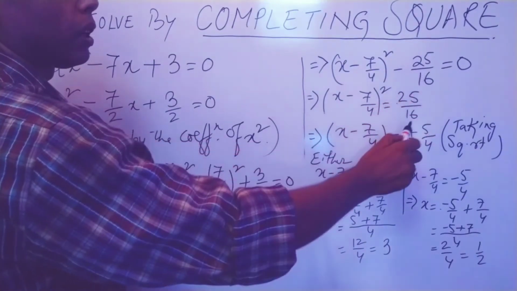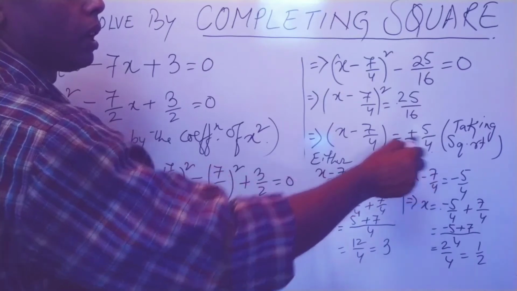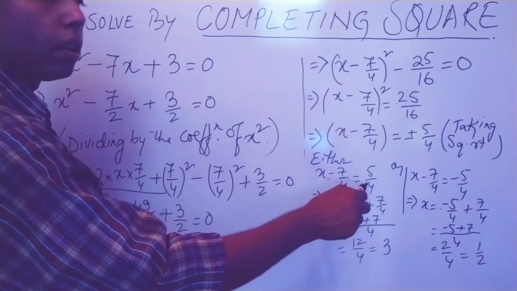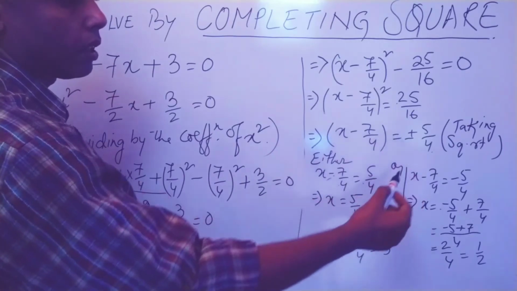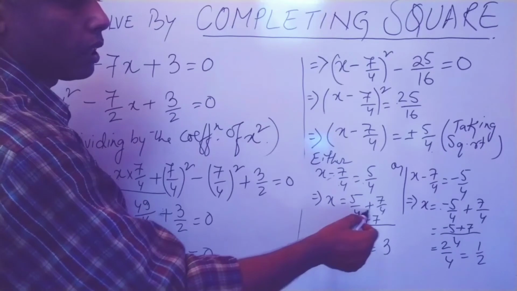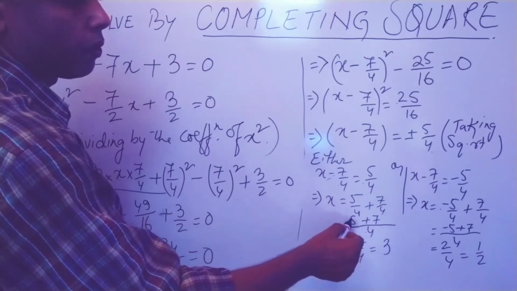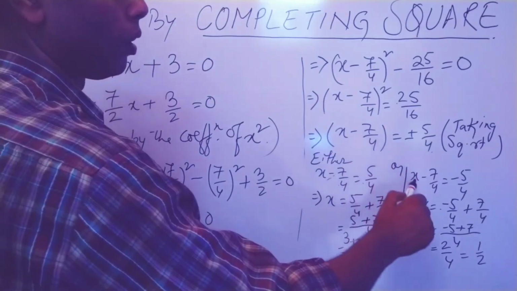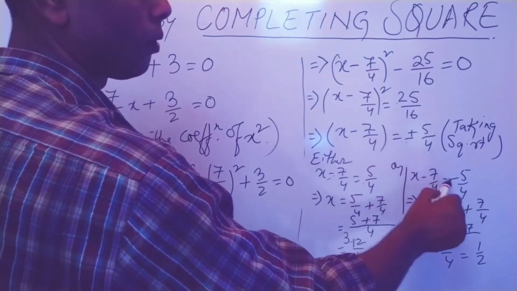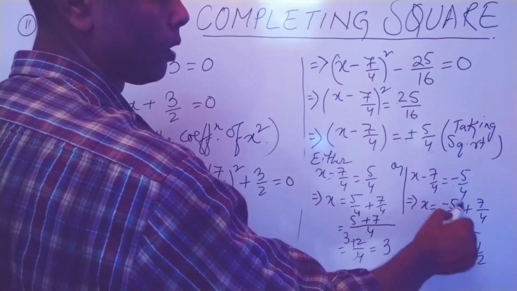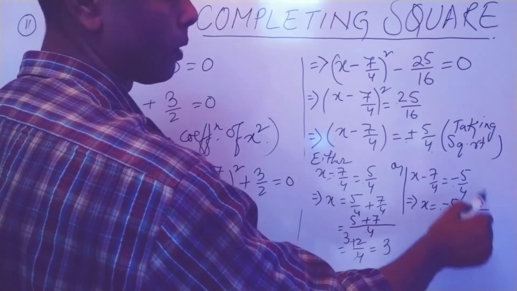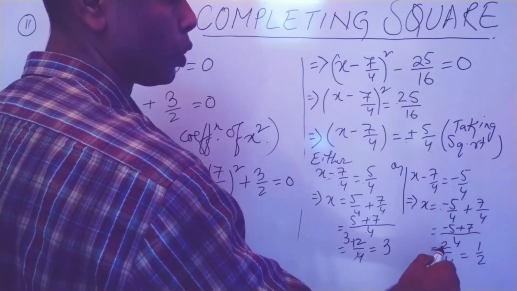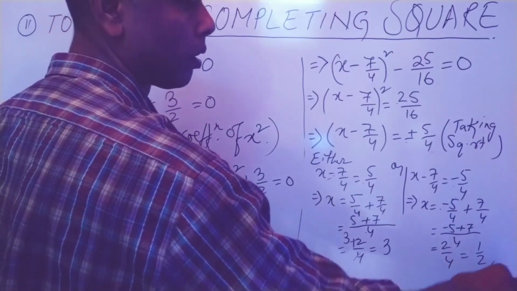By taking the square root, we get plus minus 5 by 4. Either x minus 7 by 4 is equal to 5 by 4. We take the minus 7 by 4 to the right hand side, it becomes positive. We take the LCM as 4, so 5 plus 7 is 12, and dividing 12 by 4 gives 3. Or x minus 7 by 4 is equal to minus 5 by 4, this goes to the right, it becomes plus 7 by 4. So we take the LCM 4, and minus 5 plus 7 is 2 by 4, which is 1 by 2. That is our answer.